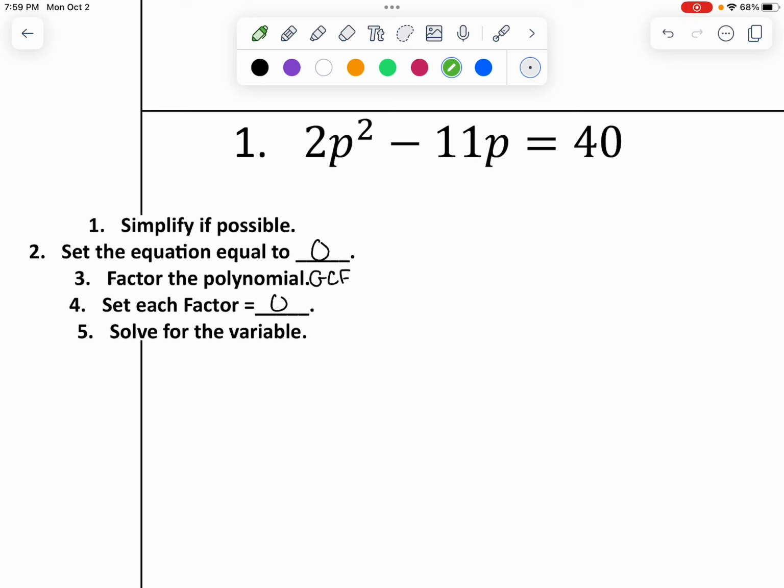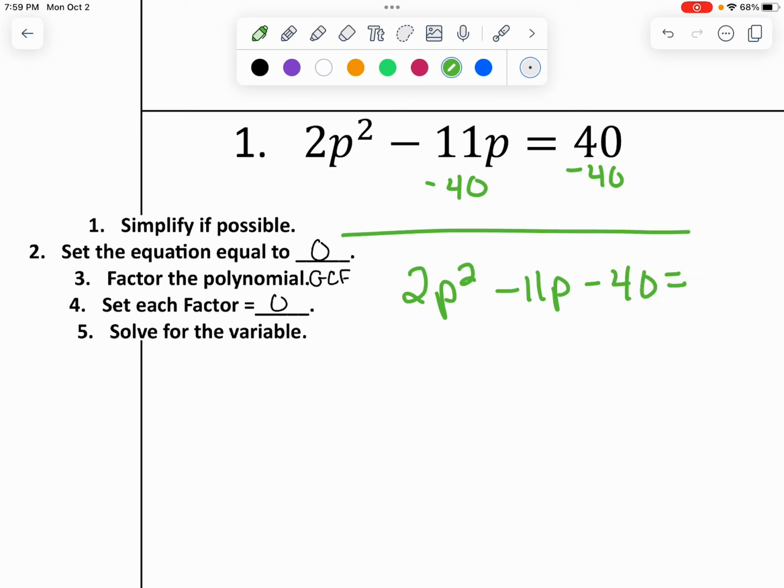All right, so does this simplify at all? No, there's no multiplying or anything that can happen. Right. So we're going to get this equation equal to 0. What should I do with that 40? Subtract 40 from each side. And that's going to set it equal to 0. So 2p squared minus 11p minus 40 equals 0. Is there a GCF? No. Technically 1, so I won't rewrite it.